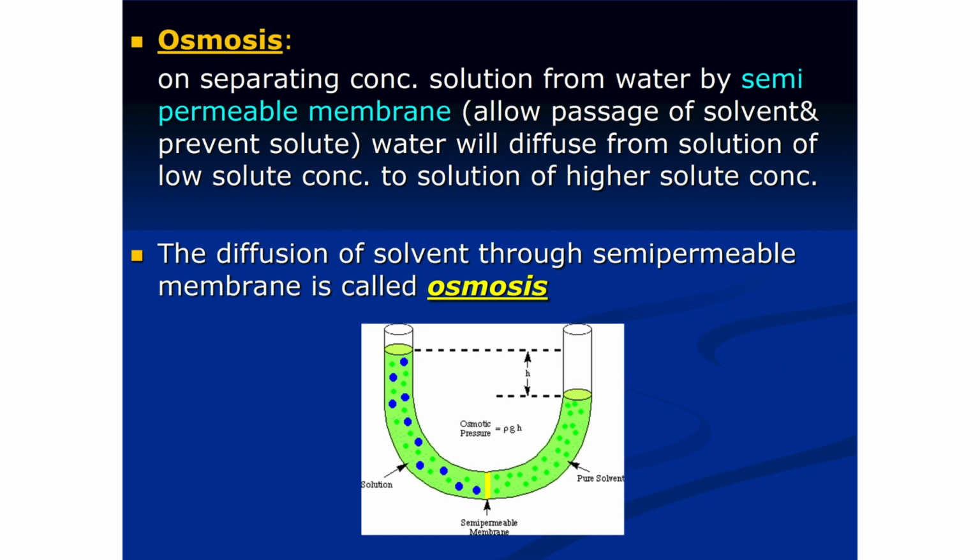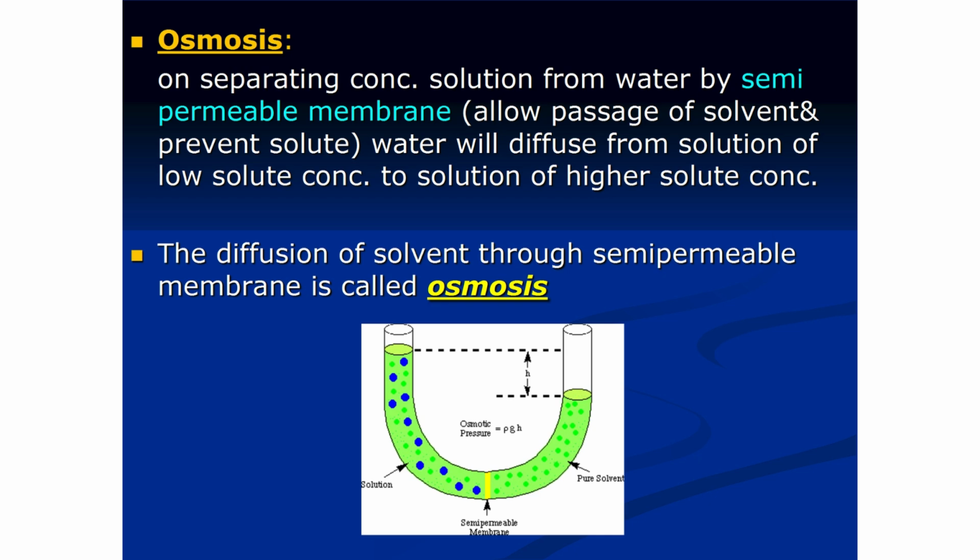Now let's take this a step further with osmosis. Imagine we separate a concentrated solution from pure water using a semi-permeable membrane. This membrane allows the passage of solvent, but prevents the solute. In this case, water will diffuse from the solution of low solute concentration to the solution of higher solute concentration. This special diffusion of solvent through a semi-permeable membrane is what we call osmosis. The next diagram shows this setup.